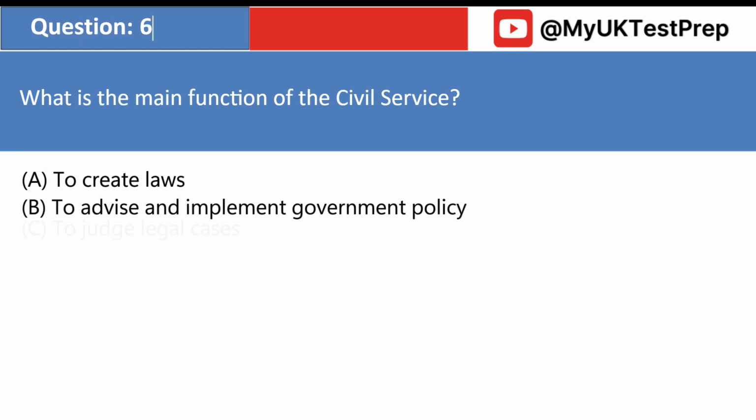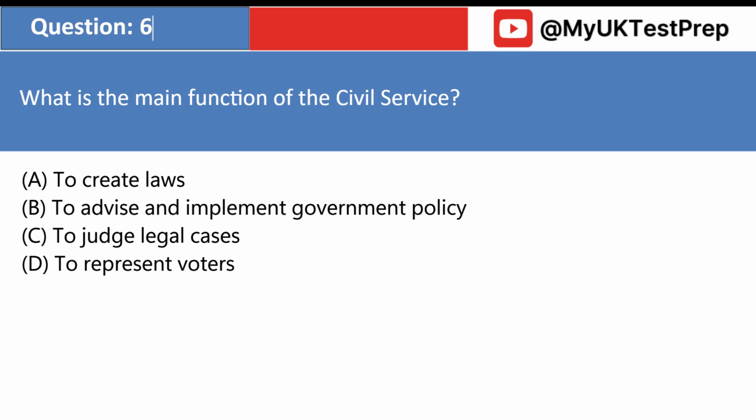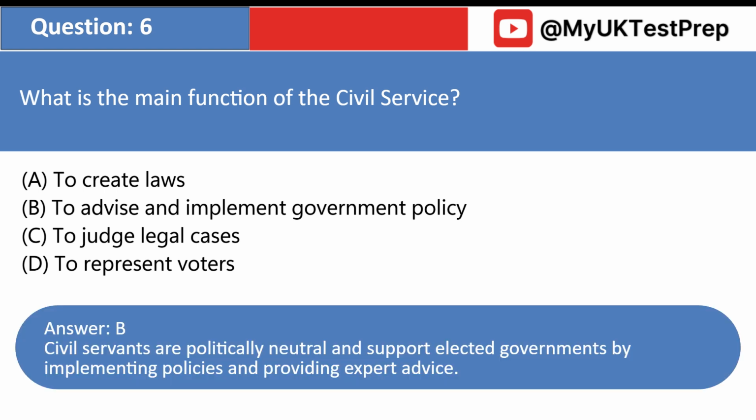What is the main function of the civil service? A. To create laws. B. To advise and implement government policy. C. To judge legal cases. D. To represent voters. Answer: B. Civil servants are politically neutral and support elected governments by implementing policies and providing expert advice.